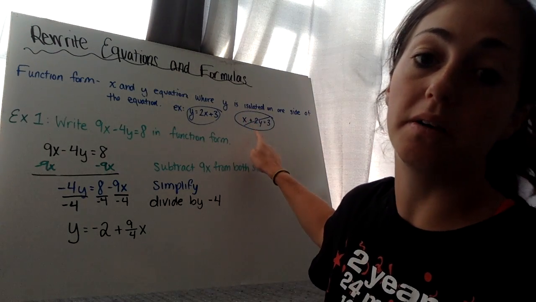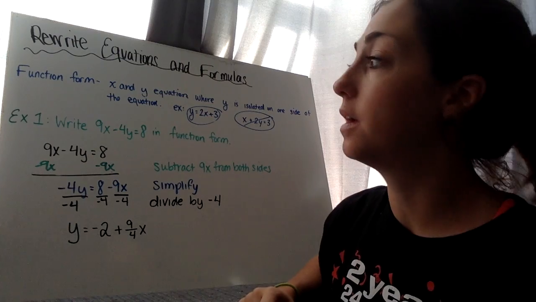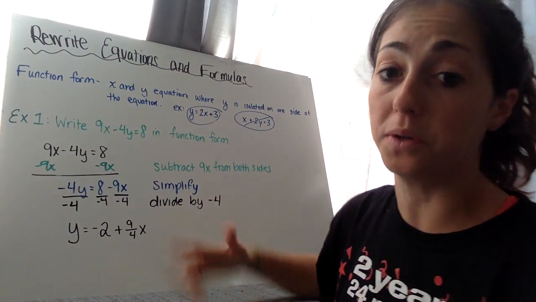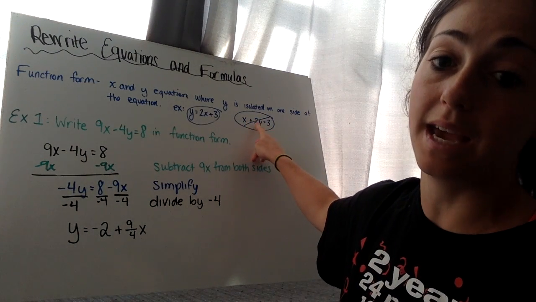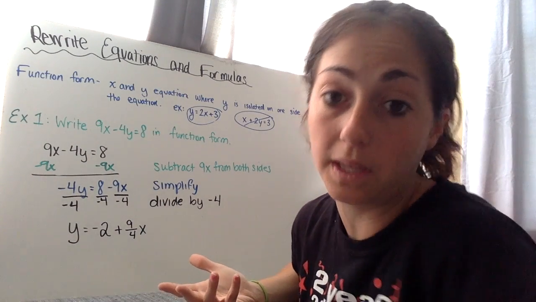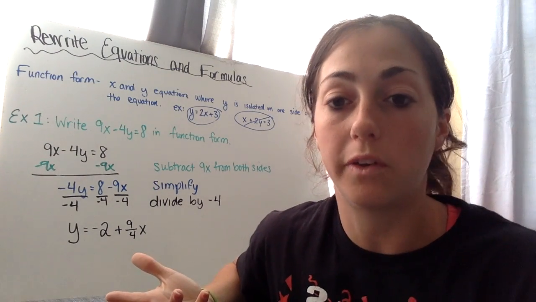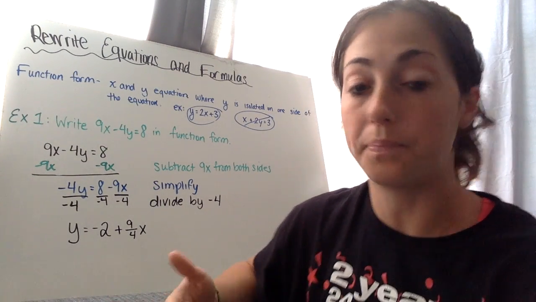Here's an example of not function form: x plus 2y equals 3. That's not function form because y is not alone. It's being added to x and being multiplied by 2 on the same side. Even if just one of those were happening, it wouldn't be function form. So that's just a term that you'll need to know, and it will come up time and time again.